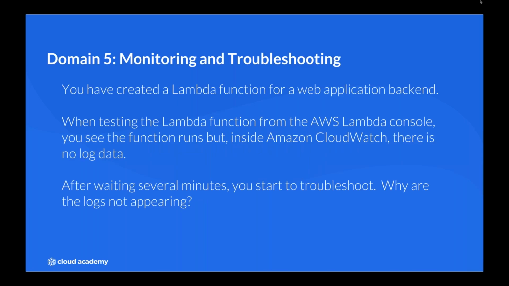Exam type questions. So here, number 5, domain 5. You've created a Lambda function for a web application, web backend, and when testing the function from AWS Lambda, you see it runs, but CloudWatch is not logging data. You wait several minutes, you start to troubleshoot. Why are the logs not appearing?